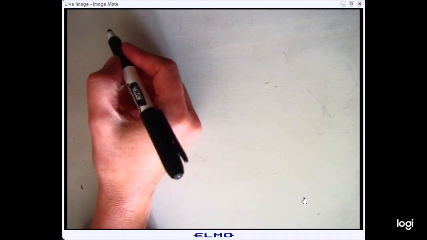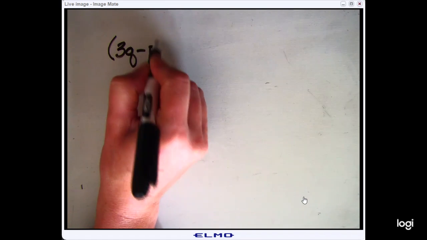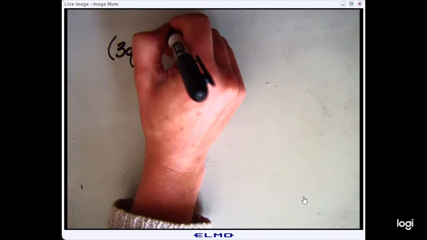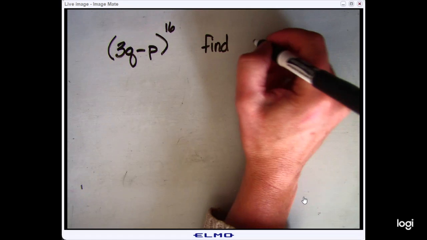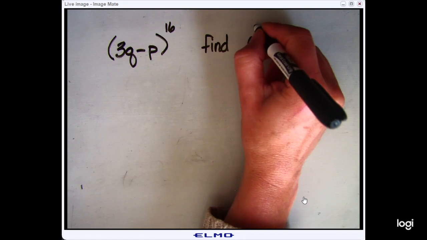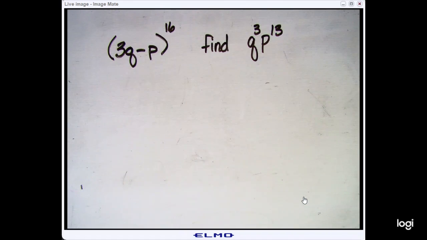Now, you're going to have something like 3q minus p raised to the 16th, and then they'll say find the term that has the variables q to the third, p to the 13th. Now, there is a formula that you can look at and memorize on ALEKS, and sometimes it's easier to just see the process, and that's what I'm going to show you right now.